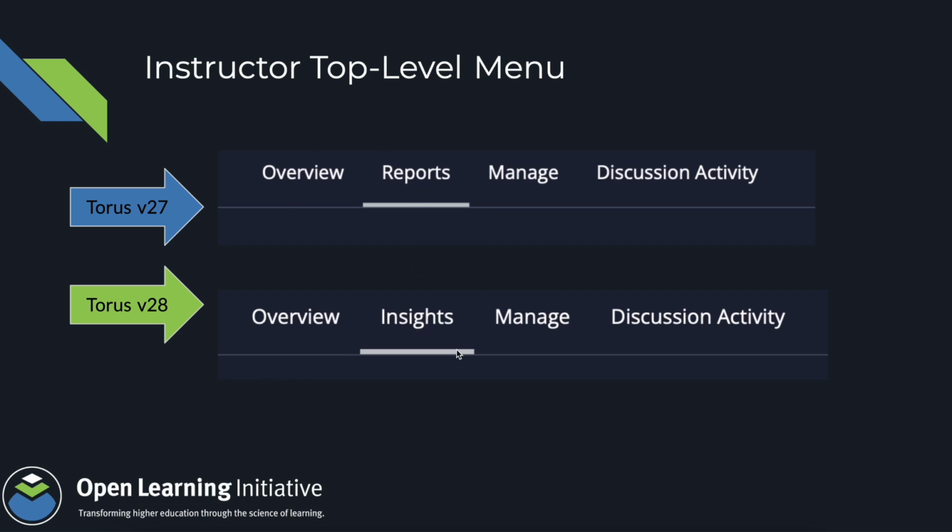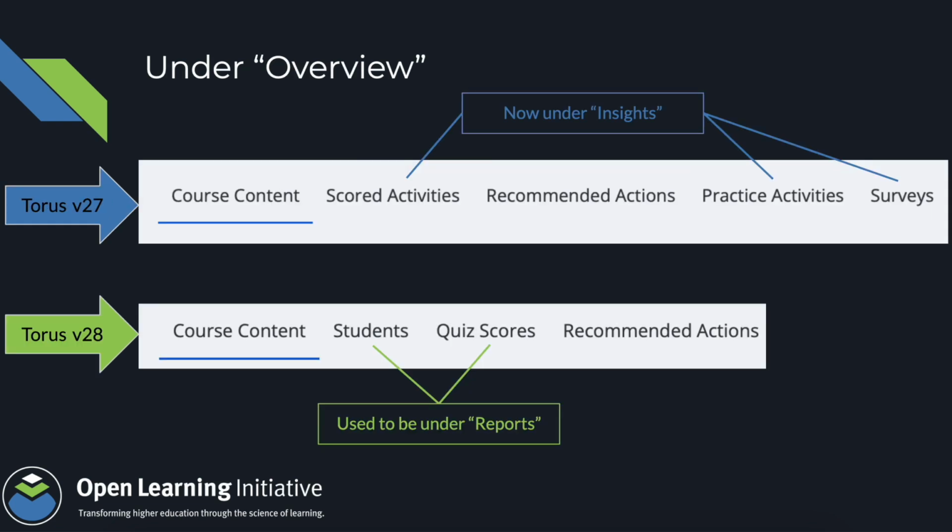And when I talk about the second level menu, again, the main reorganization is going to happen under this overview, and then in this second tab that had been reports in version 27 and is now going to be insights in version 28. So looking under the overview menu, a couple of things have moved around. So the top here we have Torus version 27, so that's what you would see in Torus today, in June, before our July 29th release date.